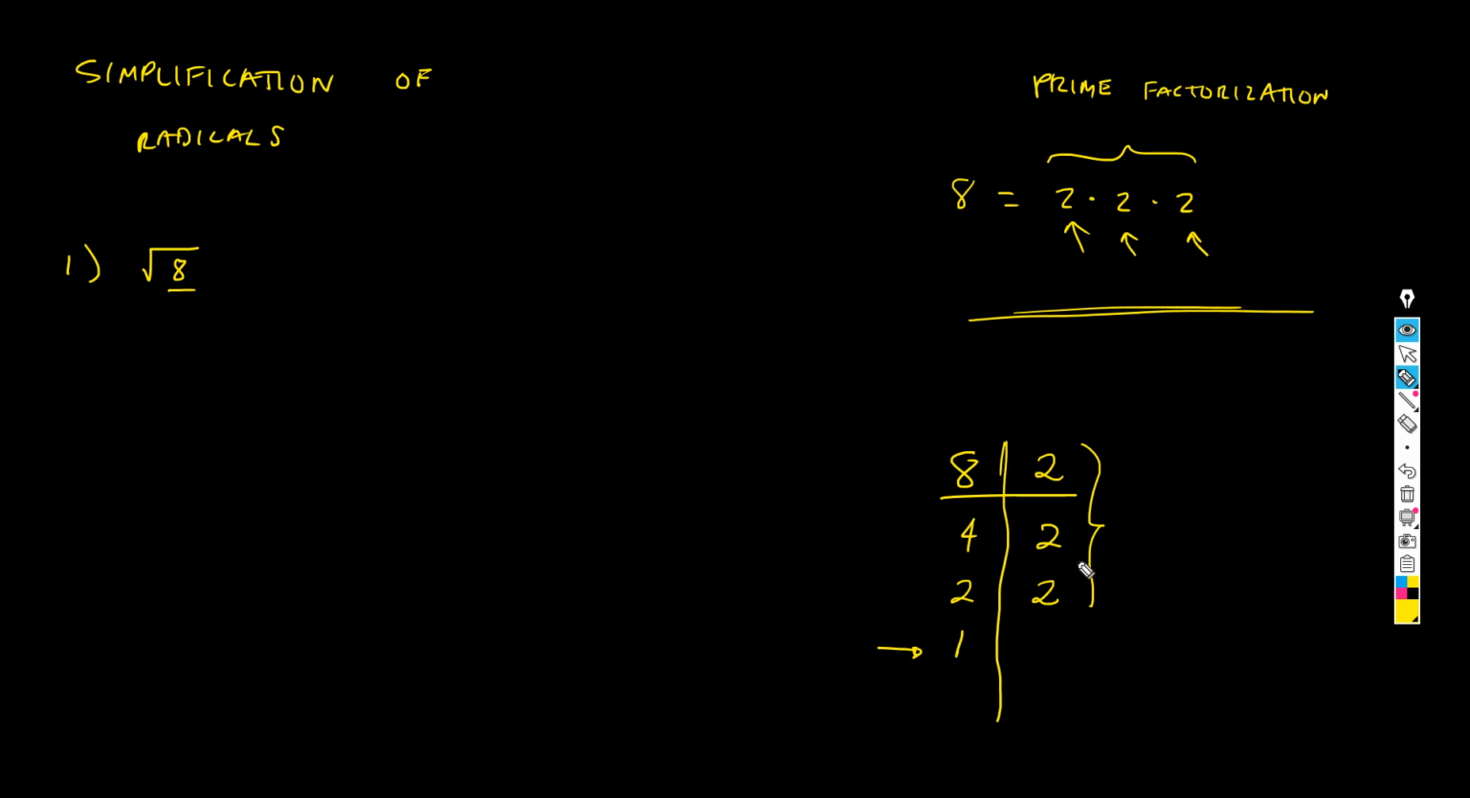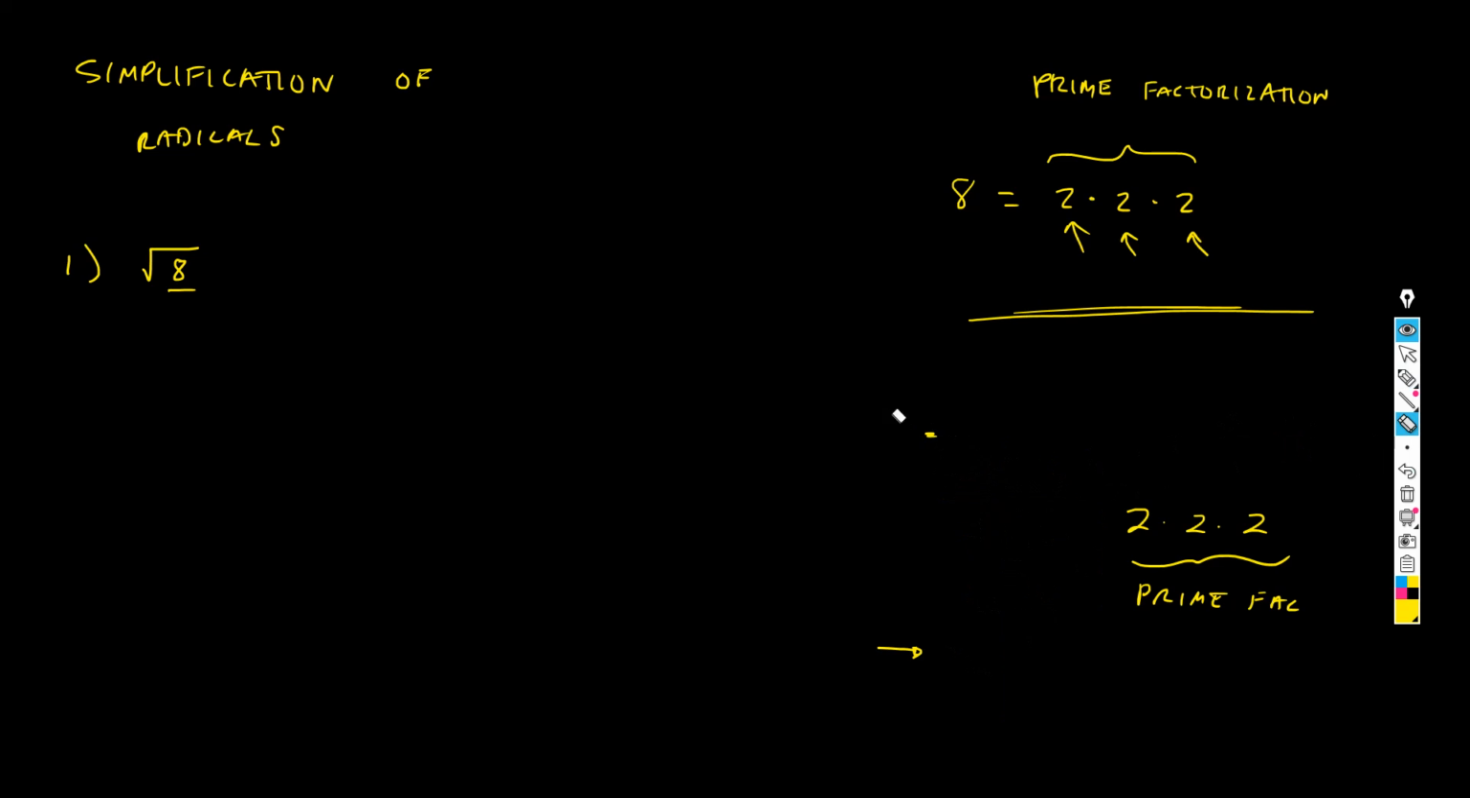And all of this list of numbers, 2, 2, and 2, when you multiply them together, this gives you the prime factorization of the number that you were trying to factorize in primes. So that's how it works. Okay, so now we know that the prime factorization of 8 is 2 times 2 times 2. Perfect. So what do we do next?